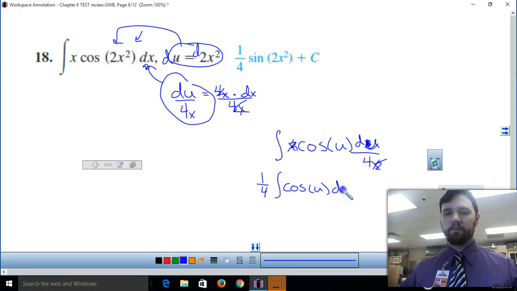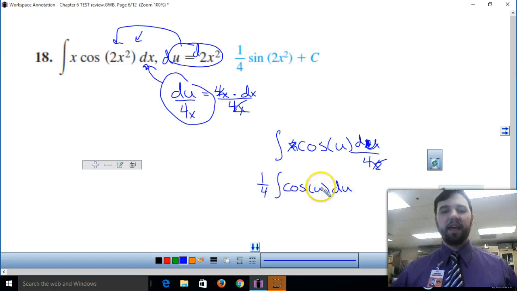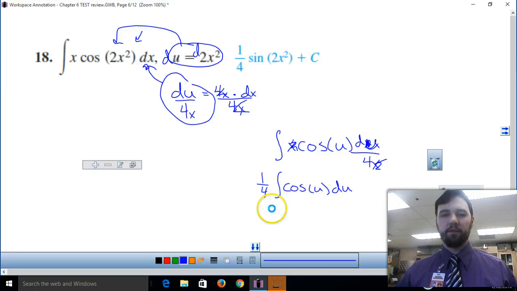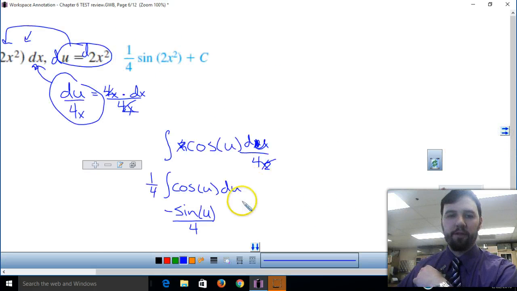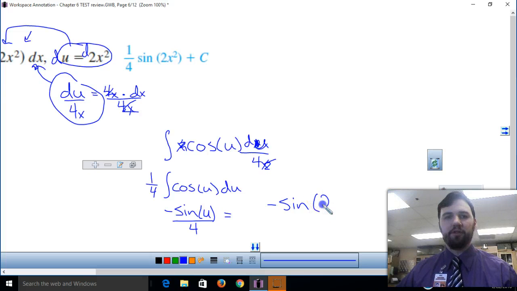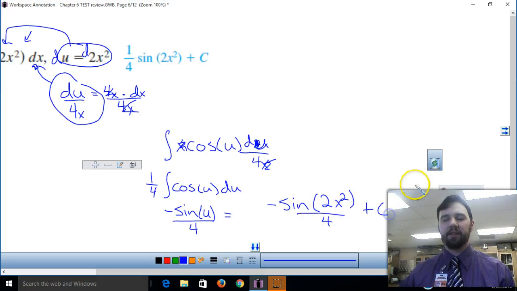What's the antiderivative of cosine? Well, it's negative sine, so I get negative sine over 4 of u. And now I have to plug in my u. So I get negative sine of 2x squared over 4. And don't forget your plus c. All right? All right. Good. Great. Grand. We're almost done.